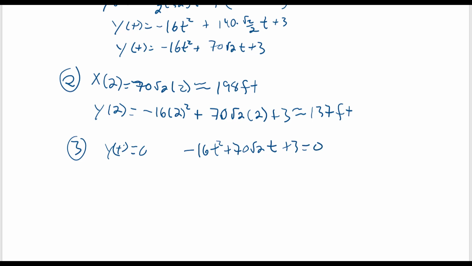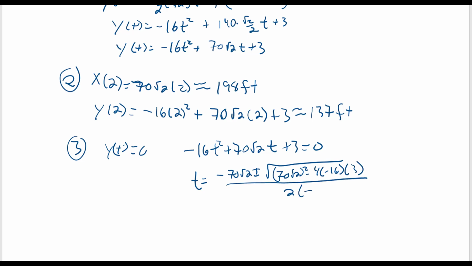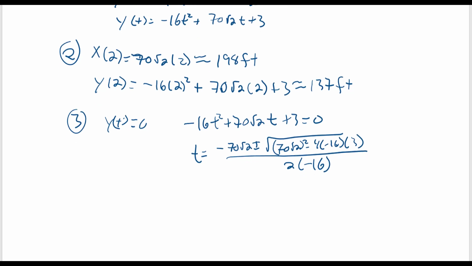And we can use the quadratic formula. t is equal to negative 70 times the square root of 2 plus or minus the square root of (70 times the square root of 2) squared minus 4 times negative 16 times 3, all over 2 times negative 16. You're going to get two answers from this, a positive and a negative. You can't go back in time. So the t we're going to go with is 6.2173 seconds.